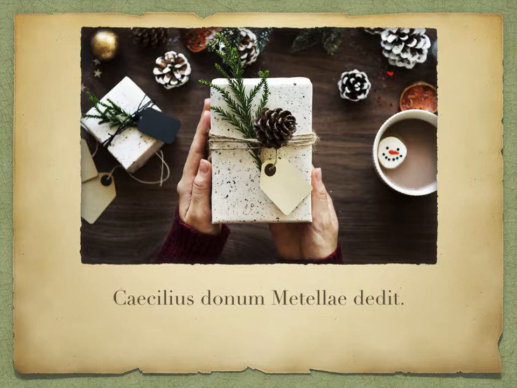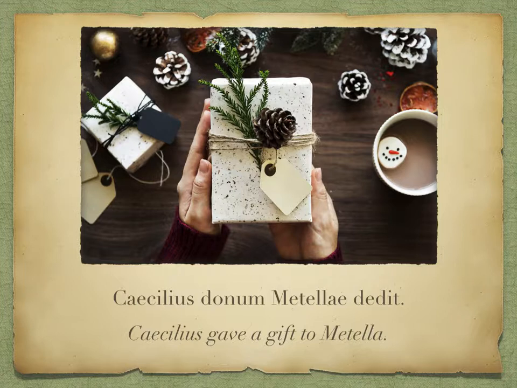Now, in English, it's important to pay attention to word order. In Latin, it's the endings of those nouns which will tell us what they're doing. Caecilius, that us is nominative, so we know that he is doing the verb. Caecilius gave. Donum is an accusative ending, so we know that the gift is the thing being given. Caecilius gave a gift. Finally, that ae on the end of Metella's name is a dative ending. She is the indirect object, and so we'll translate this as to or for. So in this case, Caecilius gave a gift to Metella.